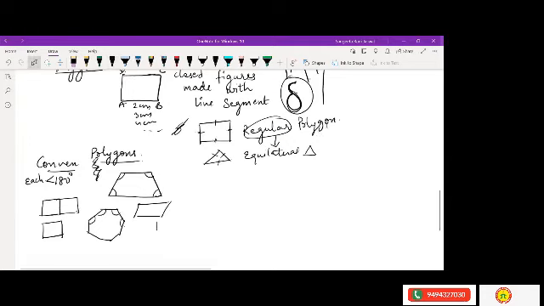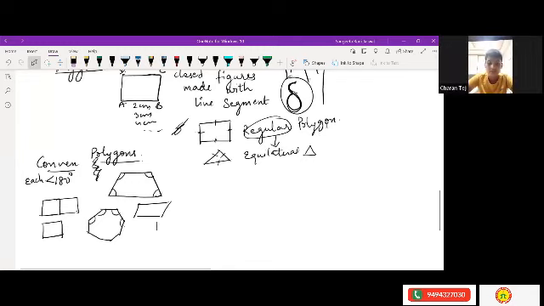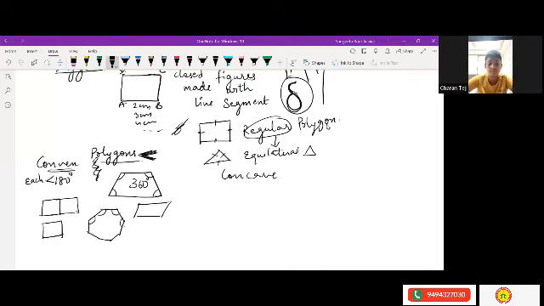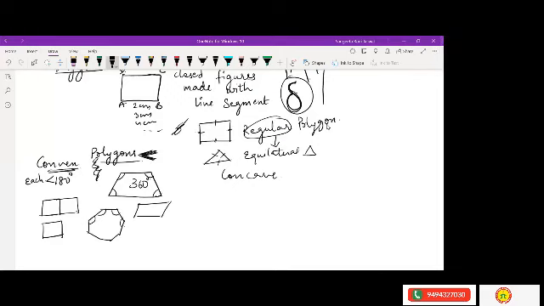Ma'am, is the actual degree of a polygon 360 degrees? See, the sum of all angles of any quadrilateral is 360 only. We know that. Right now, I'm just talking about convex polygons. Quadrilaterals have very different types, and we will study one type. We have concave polygons also to study now.